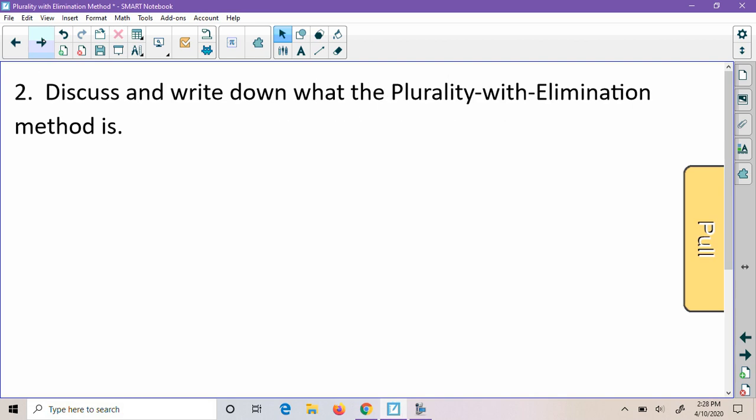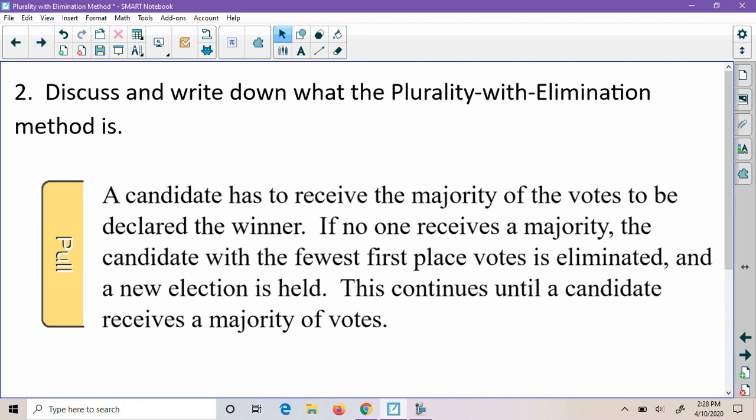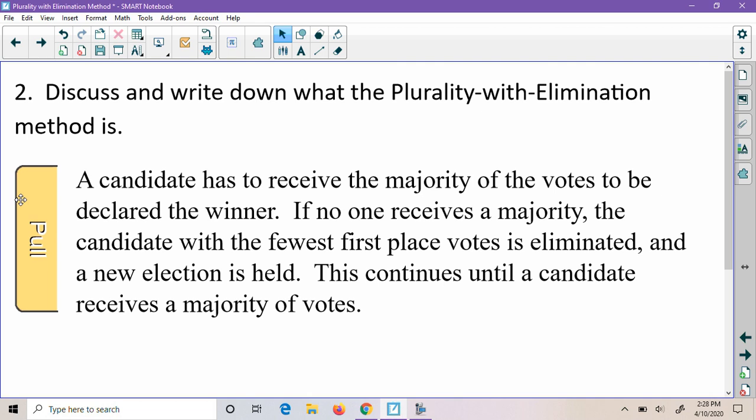Okay, so number two, discuss and write down what the plurality with elimination method is. Here is the paragraph for you to write down. A candidate has to receive the majority of the votes to be declared the winner. If no one receives a majority, the candidate with the fewest first place votes is eliminated, and a new election is held. This continues until a candidate receives a majority of votes.